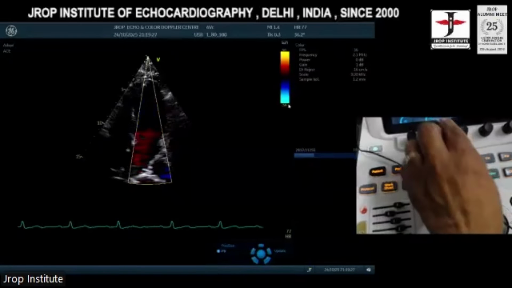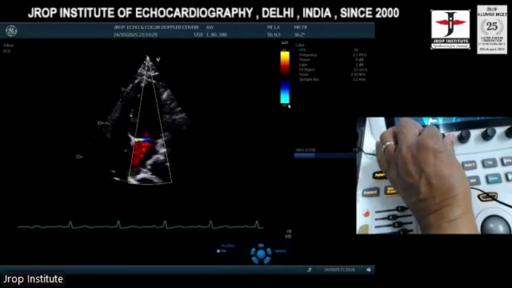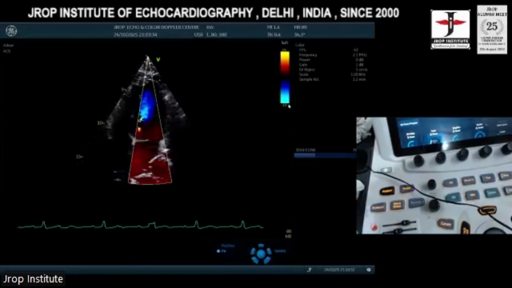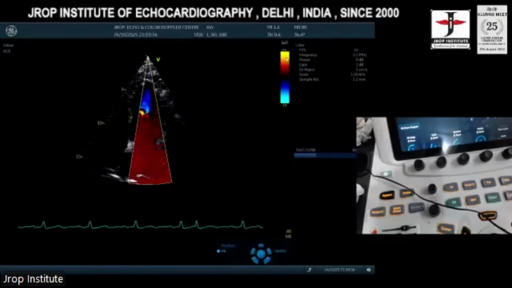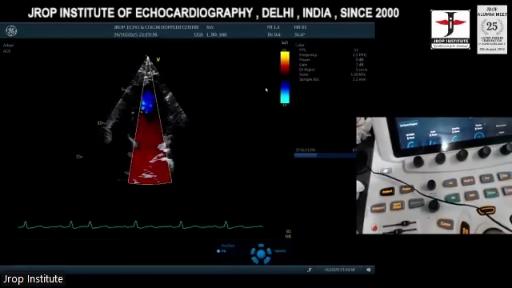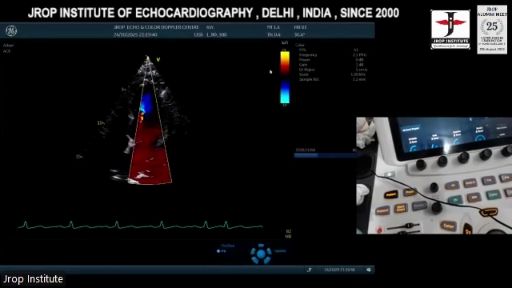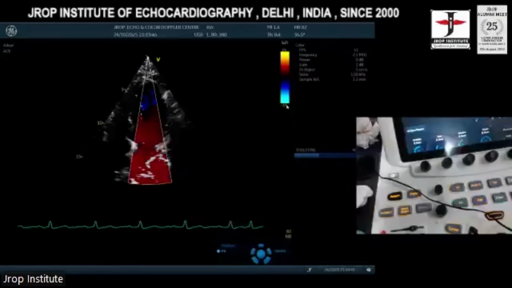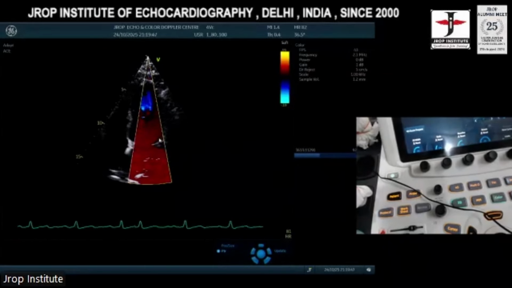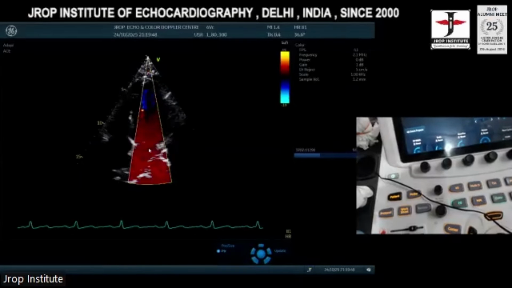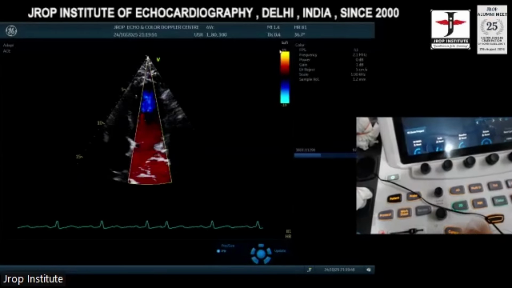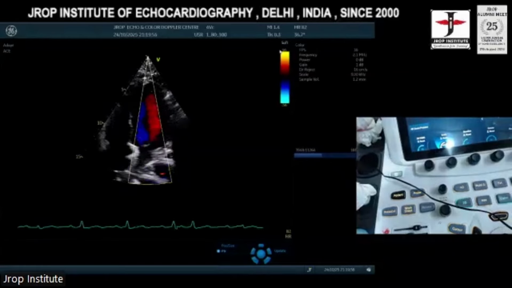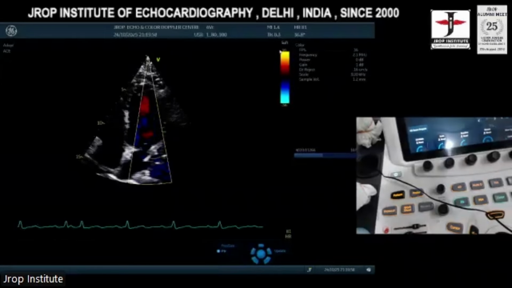Now I'm going to reduce this Nyquist limit further. Now look what exactly happened to my colors. This Nyquist limit is 19 now, and look at the colors over here. This color will convert to green at the Nyquist limit of 19 centimeters per second. Now look, it's all haphazard. So this Nyquist limit is kept between 50 to 60 to get the best color flow pattern. Now you can see the color flow pattern in this patient.